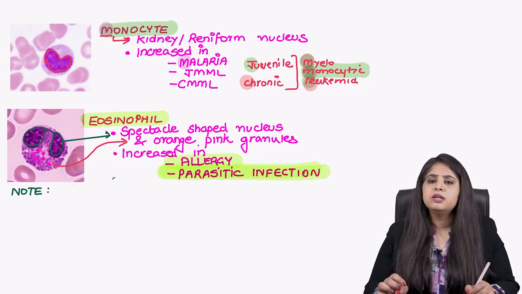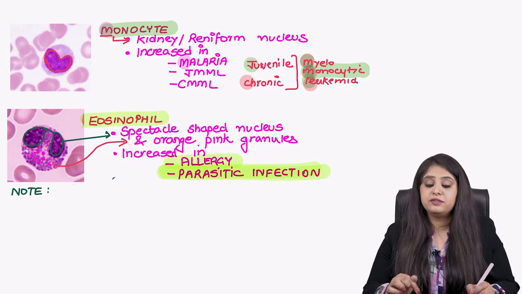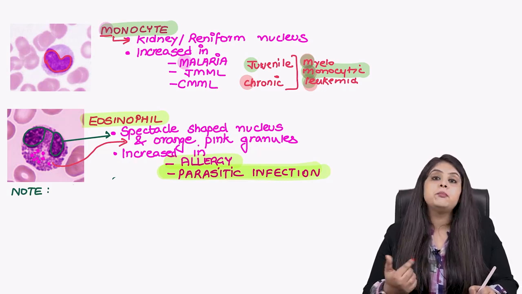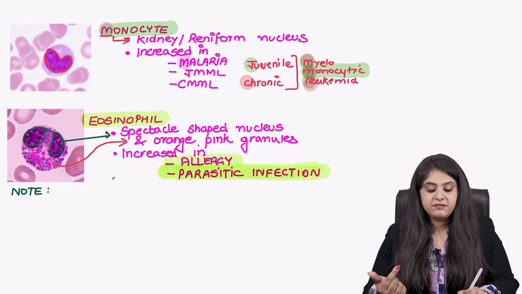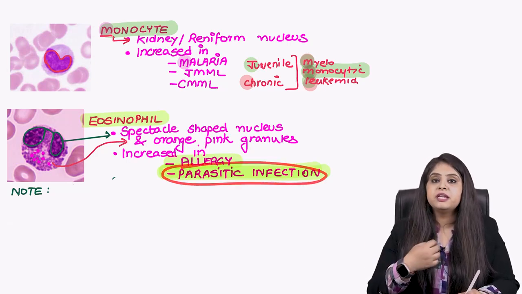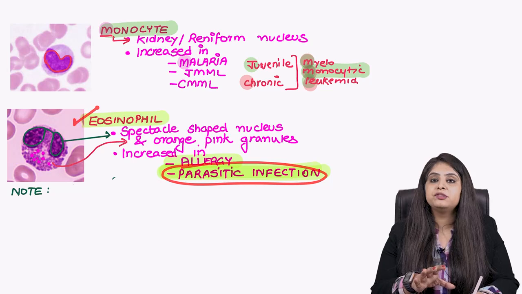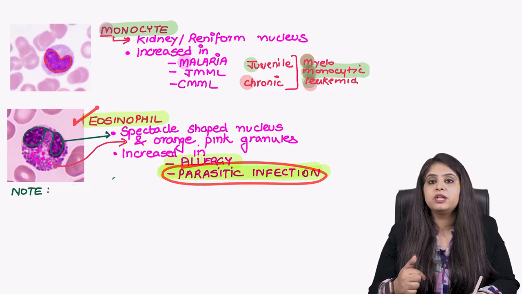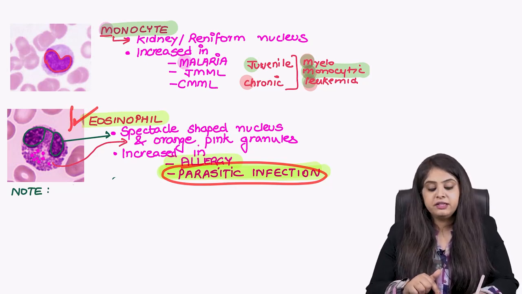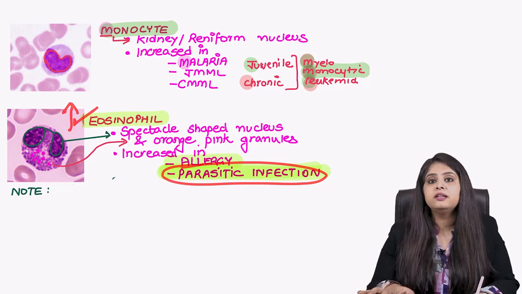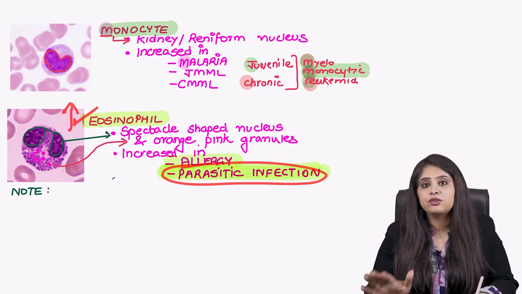But why is that so? TB does not show you increase in eosinophils, because the reason is that our body is adapted in such a way that whenever a parasite comes into the system, eosinophil has been given that responsibility that, hey, you have to take care of this parasite. So if a hookworm has come into our body, the reason that eosinophils are increasing is that they will go and kill the hookworm. They will go and charge and destroy the hookworm.